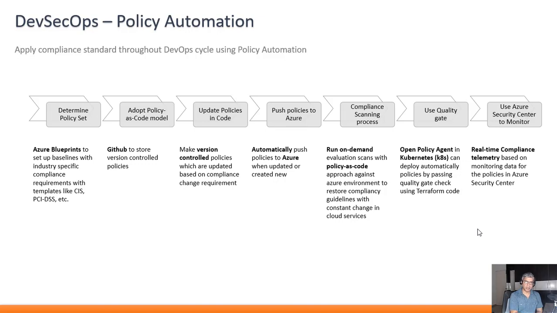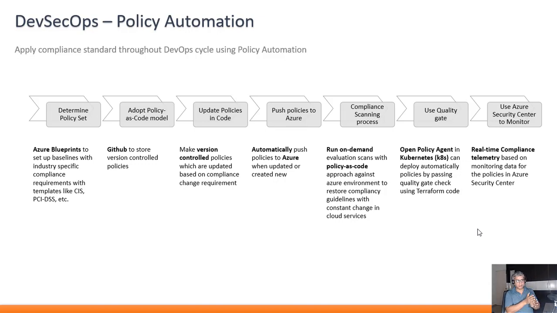Then you update those policies in code, right? Nothing is updated manually. Everything is done through code. You update the policies in code. You have different versions of those policies in your GitHub because that's the version control system. You push these policies to Azure, right? Now you add another policy, another standard, or another requirement. You update that particular policy. You have a new version of that policy. Then you publish the new version of the policy to Azure, right? So that's an automatic push that you are doing.